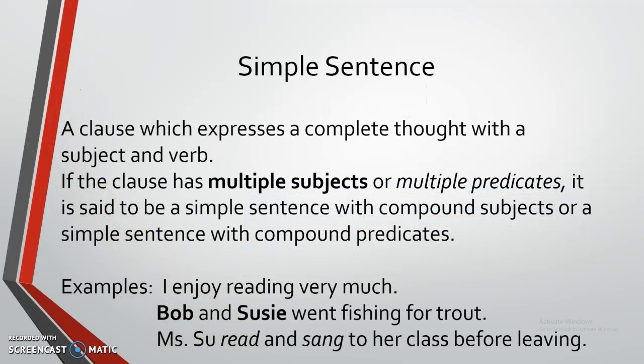The first type is a simple sentence. A simple sentence is a clause which expresses a complete thought with a subject and verb. If the clause has multiple subjects or multiple predicates, it is said to be a simple sentence with compound subjects or a simple sentence with compound predicates. Now let's look over the examples.